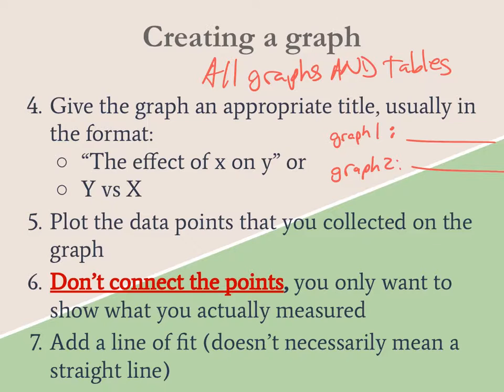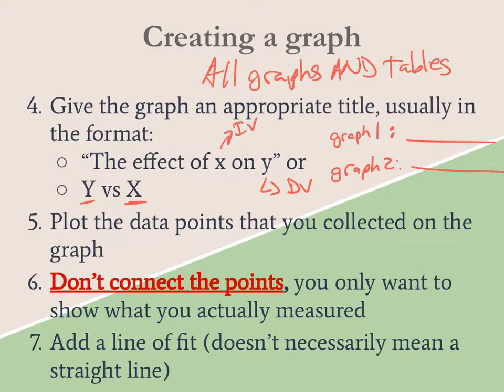The typical format for a title is the effect of whatever's on the x-axis, because that is typically our independent variable, on y, which is our dependent variable. Or if you're just going to say one versus the other, time versus speed, for instance, in that case, the y variable comes first, the x variable comes second. It doesn't particularly matter to me which format you use, as long as you are consistent and accurate.